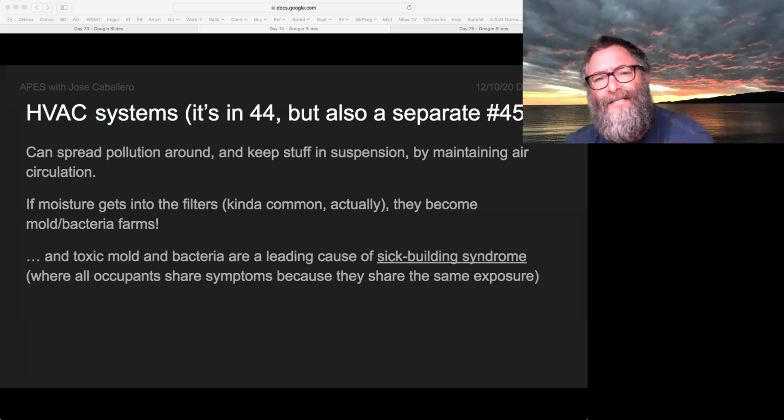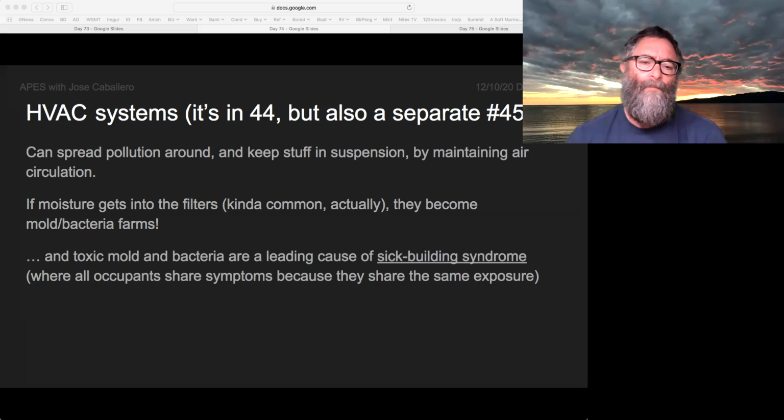There's also toxic bacteria that are less of a problem, generally speaking. But they can contribute to this thing called sick building syndrome. Sick building syndrome is a separate study goal in your study guide. But sick building syndrome is where all the people in a structure share symptoms of illness because they've had the same exposure to something.